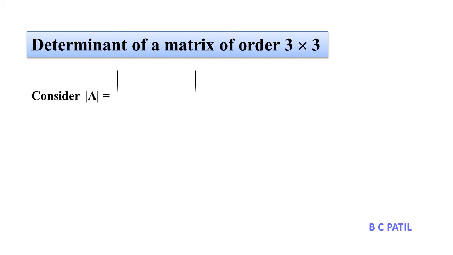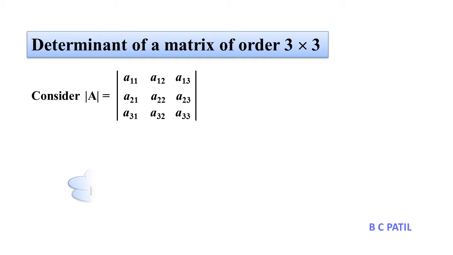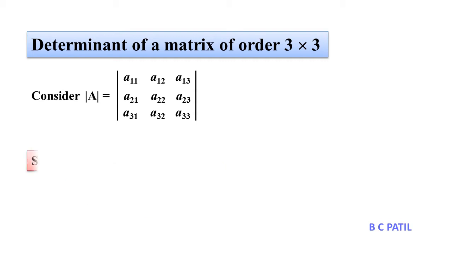Let us consider the determinant of a matrix of order 3 by 3. Here we have 6 possibilities to get the determinant. We can expand along R1, R2, R3 or C1, C2, C3. Let us expand along R1. The moment we say R1, we have the elements A11, A12, A13. Let us follow the following steps.